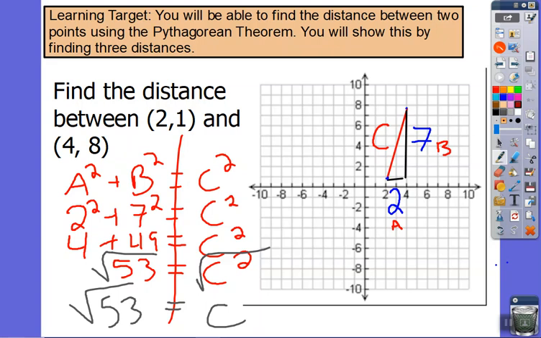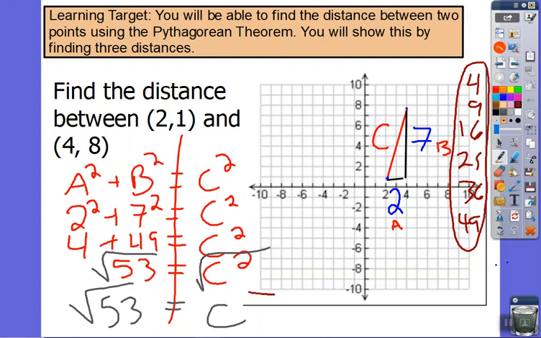So I'm thinking of my perfect squares. I've got 4, 9, 16, 25, 36, 49, and then I don't need to go higher because the next one's 64, and there's no way of bigger numbers going into it. So I'm going to ask myself, do any of these numbers over here on this side go evenly into 53? They do not, so this is considered simplified.